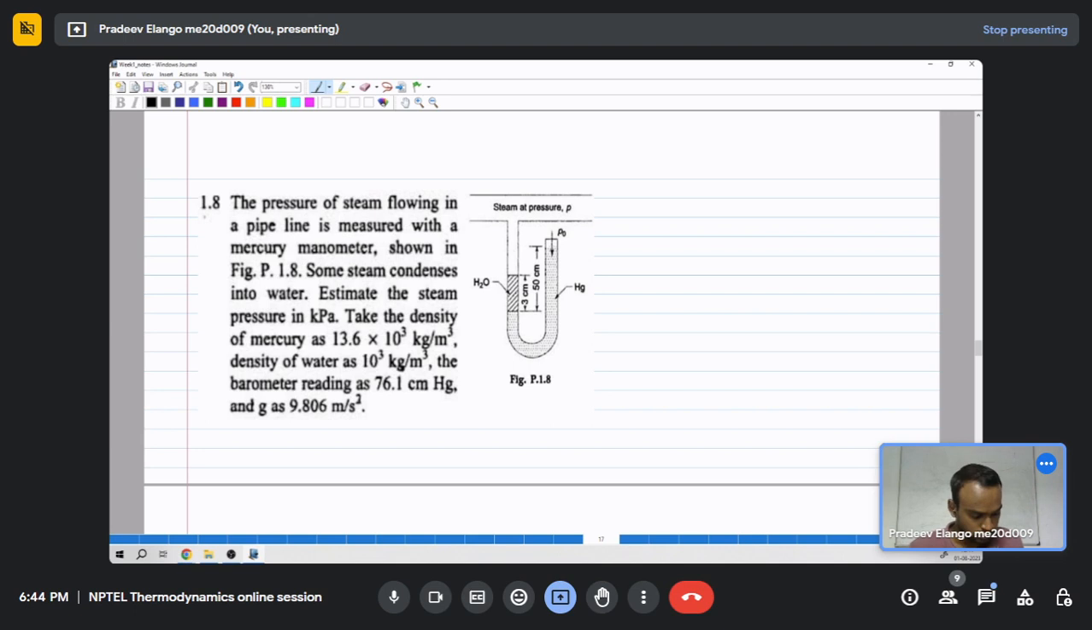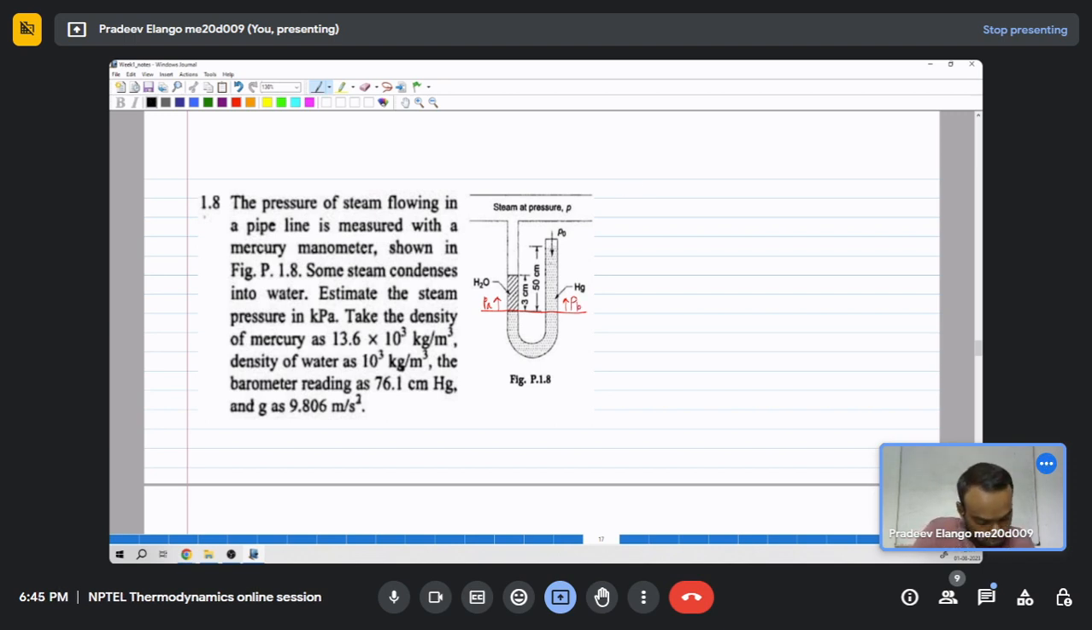So for such manometer problems, we will have to consider a datum, and we can consider a datum here at this point, and then equate the pressure above these levels. So we consider that this is measured at the equilibrium state. That means the pressure above this limb and the pressure above this one are equal. PA is equal to PB.